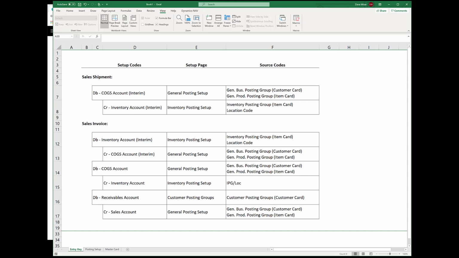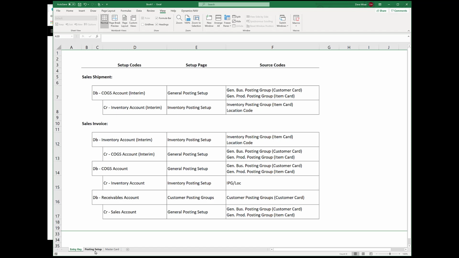As far as the cost of goods sold interim account, we're using the general posting setup, and we're going to be using the general business posting group and the general product posting group that are set up on the customer and the item card. The inventory account interim code is received from the inventory posting setup, and that's a combination of the inventory posting group on the item card and the location code that the shipment occurred from. You can see that these are labeled as interim because they're not final until the sales order is actually posted and the invoice is actually posted.